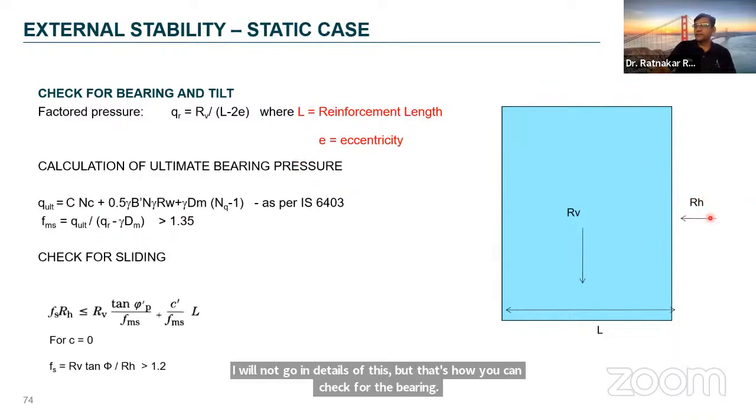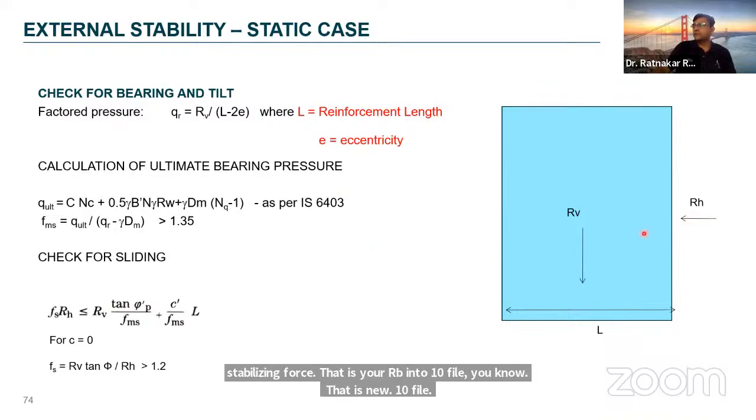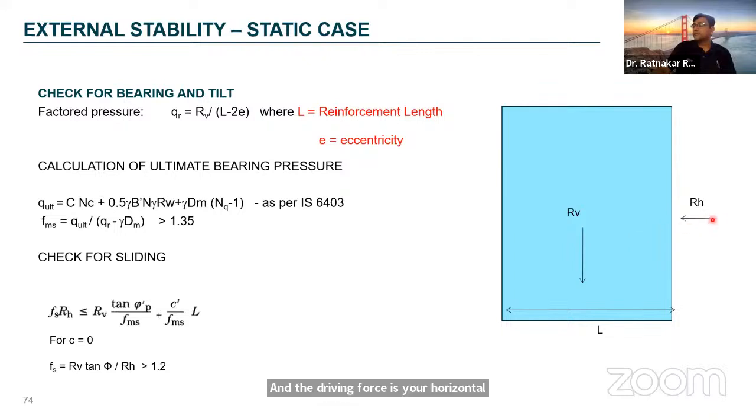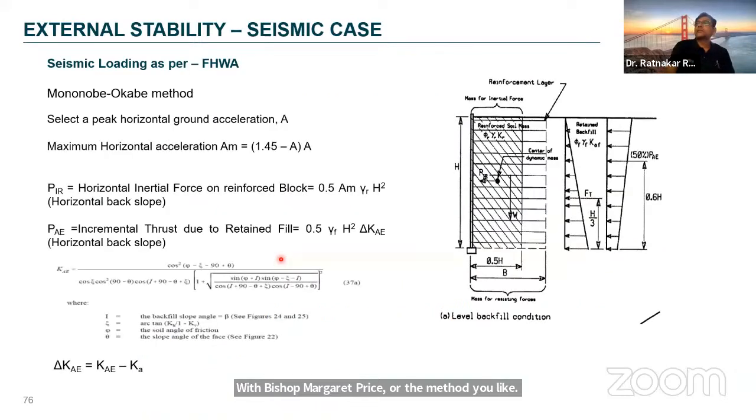For sliding, of course, you need to take a ratio of stabilizing force, that is your RV into tan phi, that is mu tan phi, and the driving force, which is your horizontal pressure coming from the backside. So that you need to check. Slip circle analysis, of course, here you can use various different limit equilibrium methods, including Bishop, Morgenstern-Price, or the method you like. I usually prefer Bishop's method.